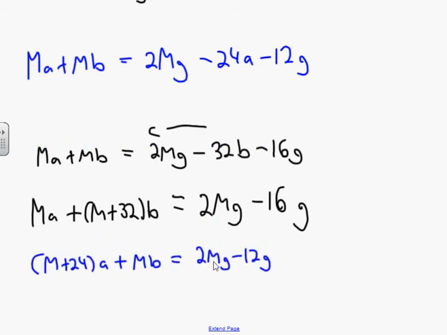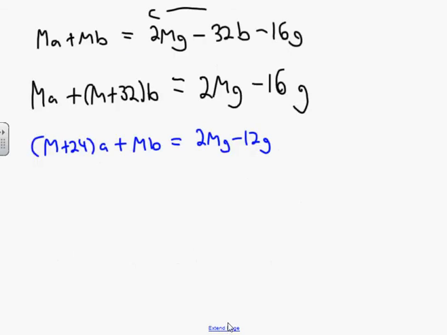Okay, now that you're here, you have two simultaneous equations, even though they might not really resemble it. There's your two simultaneous equations there, okay? So you have to pick one of them. Which one would we like to get rid of? I'd say we're going to multiply the top one first by M over 24. Sorry, not M plus 24, my bad.